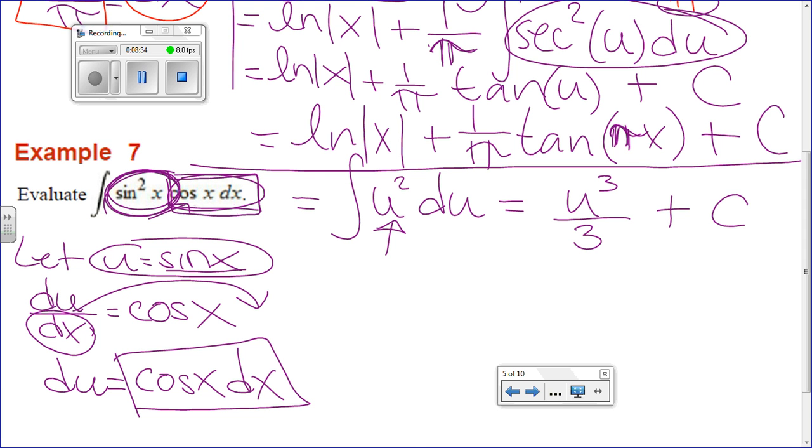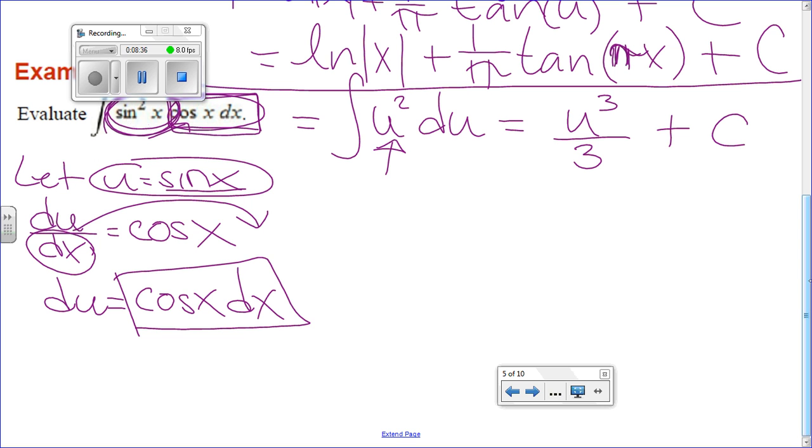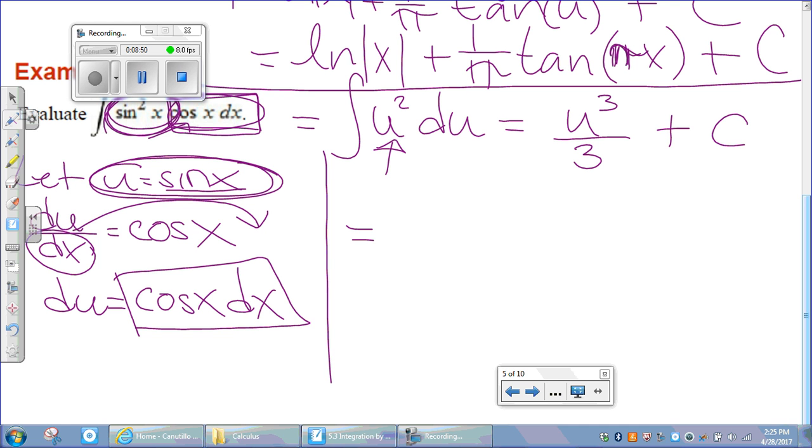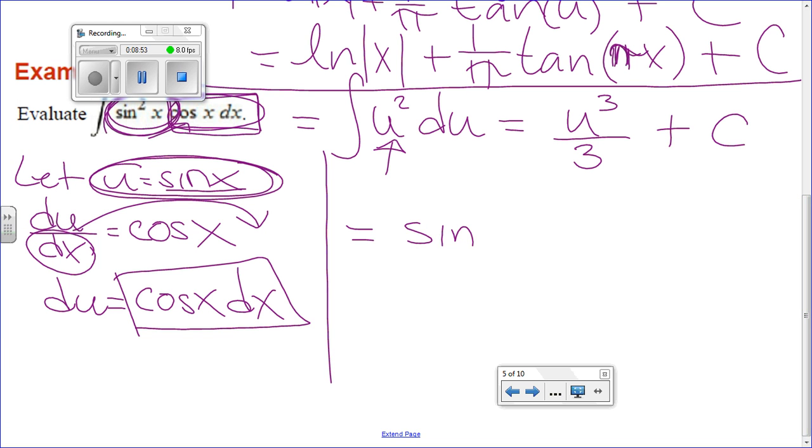And now from here, we do the back substitution so that we can get the answer in terms of x. We said that u was sine of x. So u cubed is going to be sine cubed of x over 3 plus c. So yeah, I should have started with that one. That one was easier.